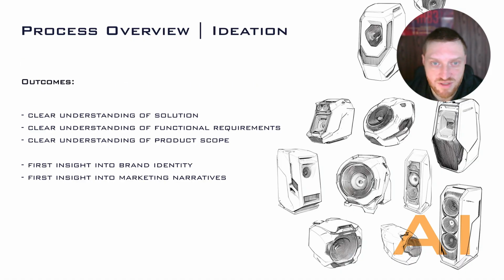So the outcomes of this stage would be that in the ideation you have a clear understanding of your solution now, you have a clear understanding of the functional requirements of the solution, and you have a clear understanding of the product scope, meaning dimensions, but also all the different components you need, the software parts, the hardware parts. You have a first insight into the brand identity because during the ideation you already set your sketches up to fit the target niche, right? So they also semantically, aesthetically are supposed to get their attention and appeal to those people.